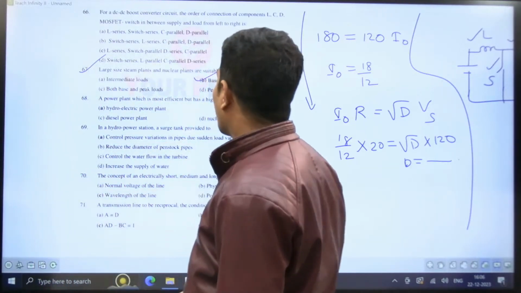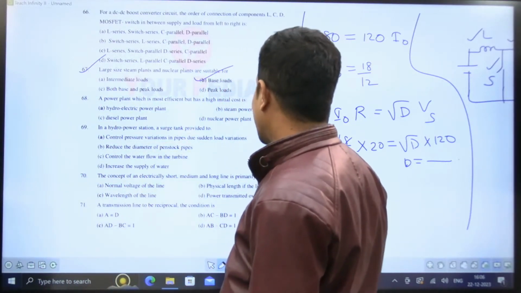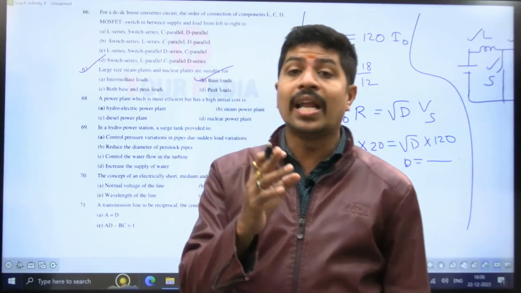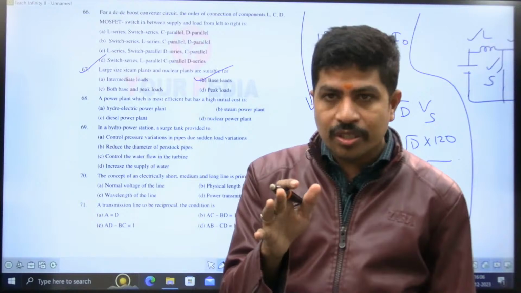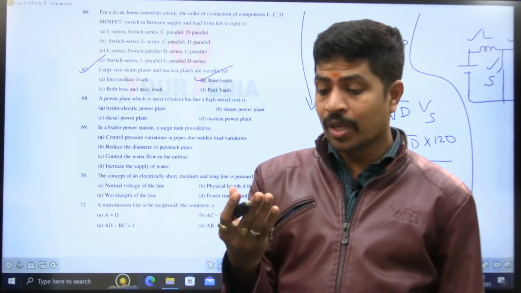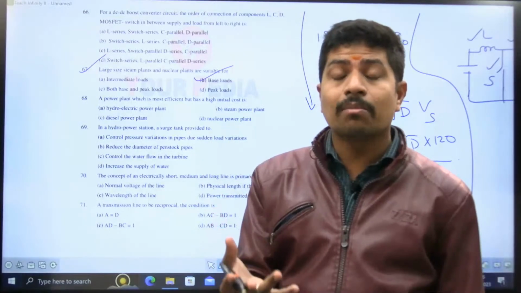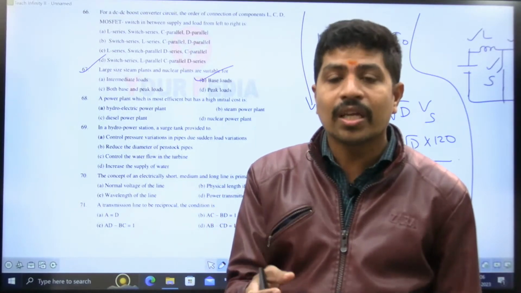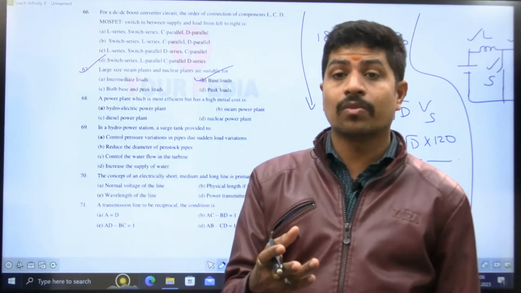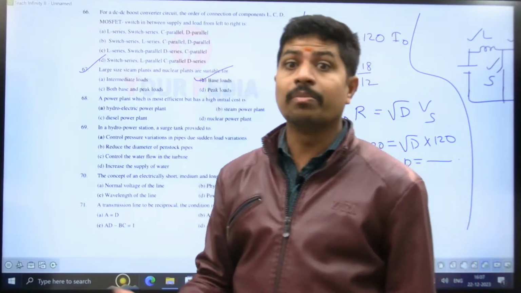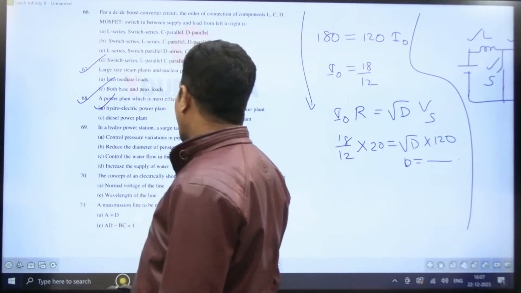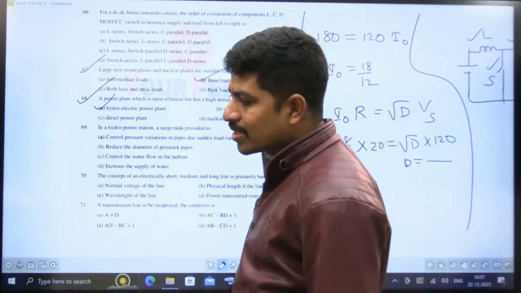Next, a power plant which is most efficient but has high initial cost is hydel. Because there is no fuel cost. If it is thermal, nuclear, whatever it is, there is some maintenance cost and fuel cost, but in hydel nothing, water is free. But the highest cost is the initial cost because we have to construct big dams. Okay, this is a hydraulic power plant. In a hydropower station, such a tank is provided.